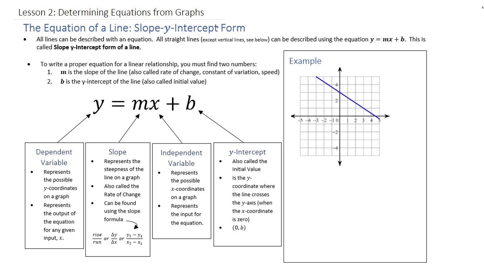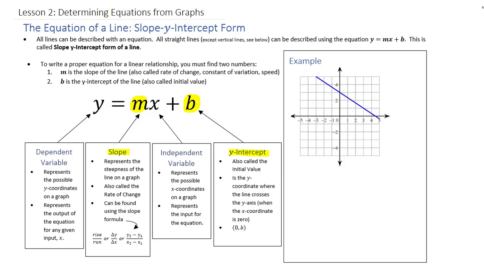So all lines except for horizontal and vertical lines, all straight lines, can be described using this equation, y equals mx plus b. And again, we call this the slope y-intercept form of a line. Why do we call it that? Because the m right here represents the slope, and the b represents the y-intercept. Now in our previous unit, we always called the y-intercept the initial value. It's got different names, just like the slope can be rise over run or rate of change. The y-intercept also has different names, like initial value.